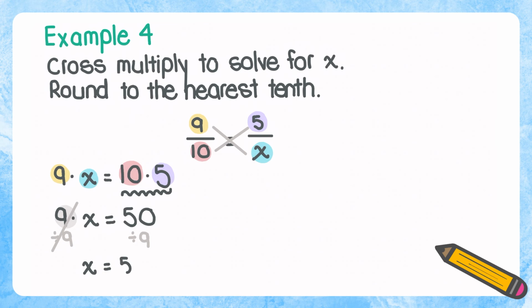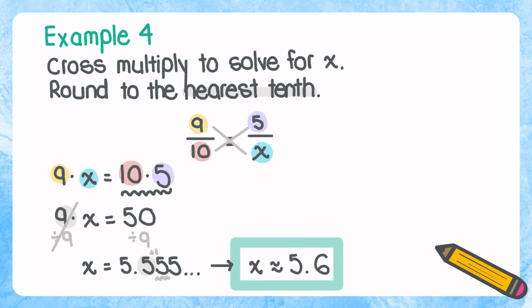X equals 50 divided by 9, which if you plug into your calculator, you get 5.555 and it keeps going. But remember, we're going to round to the nearest tenth. So let's focus on the tenth place and look at the digit right after it, 5. We would round up, so when we round to the nearest tenth, we get that x is approximately equal to 5.6. And if you have questions about rounding, please let me know.